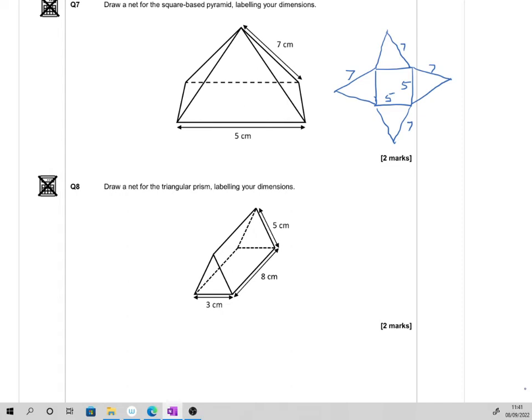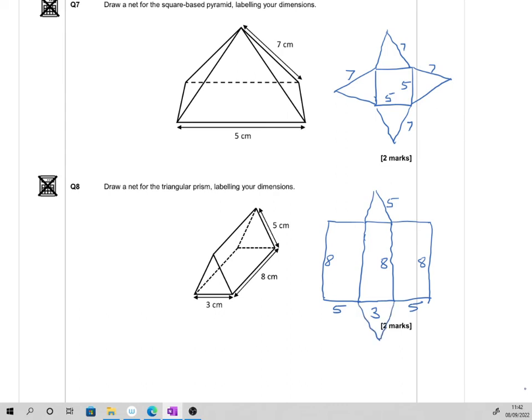Draw the net for the triangular prism. So, right, so the base is going to be 3 by 8. Then we've got two sides that are 5 by 8. So again, that's going to be 5. And then that one over there, it's going to be 5. And that's 8 as well, and that's 8. That's all 8. And then we've got these little triangles, which are 5 long. So we do that. And we got 5. And we've got another one over there, which is 5.